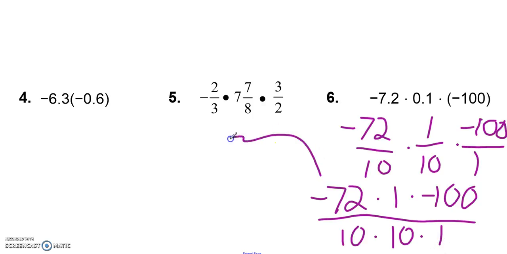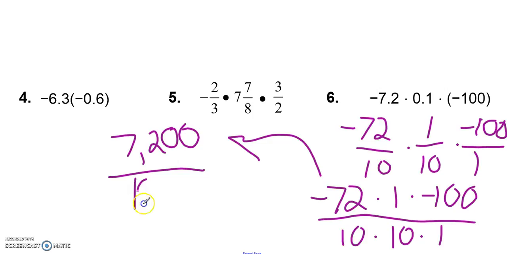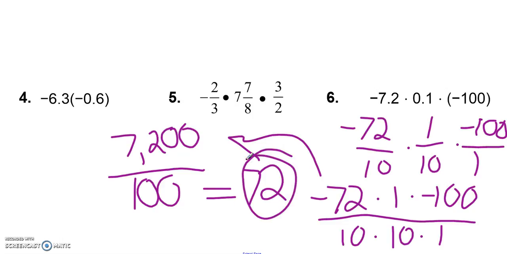And then I'm just going to finish this off over here. So we get negative times a negative is going to be a positive. So that is 7,200 all over 10 times 10 times 1, which is 100. And that equals 72. And that is our answer.